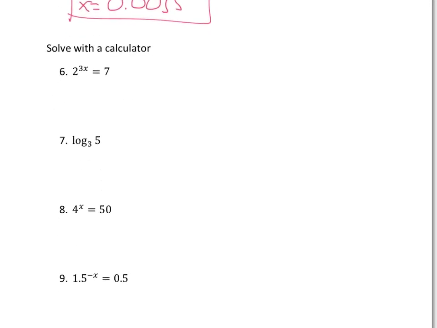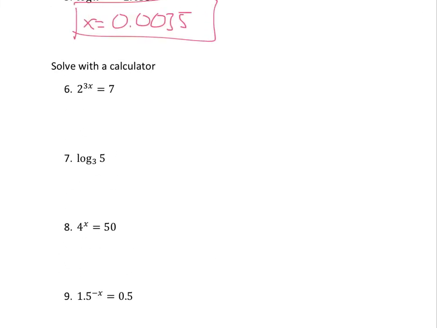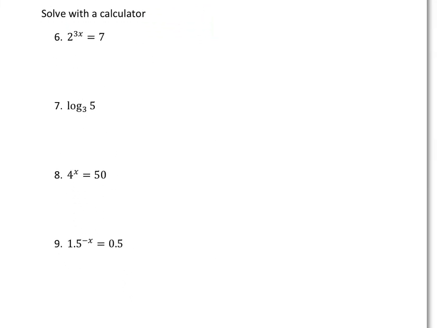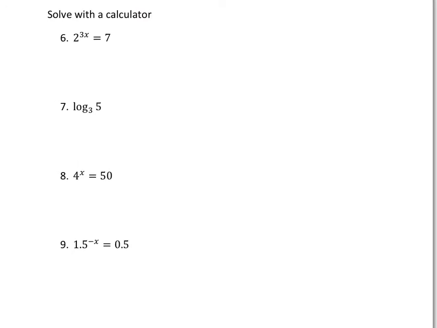So number 6, 7, 8, and 9 look like stuff that we did at the beginning of this chapter. But remember, if we were trying to solve for this, we'd have to manipulate these to get the same base. Well, we can't do that because 2 to the 3x, can you change 7 to have a base 2? No, there's no way that we know how to do that. It's going to be some fractional exponent. So that's why it's not going to work for us.